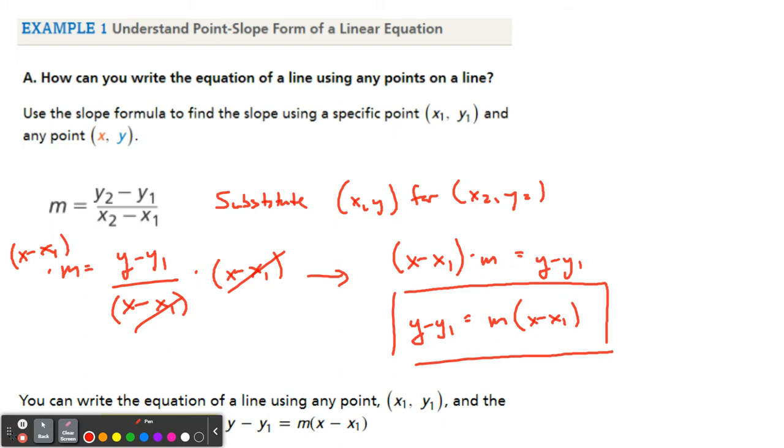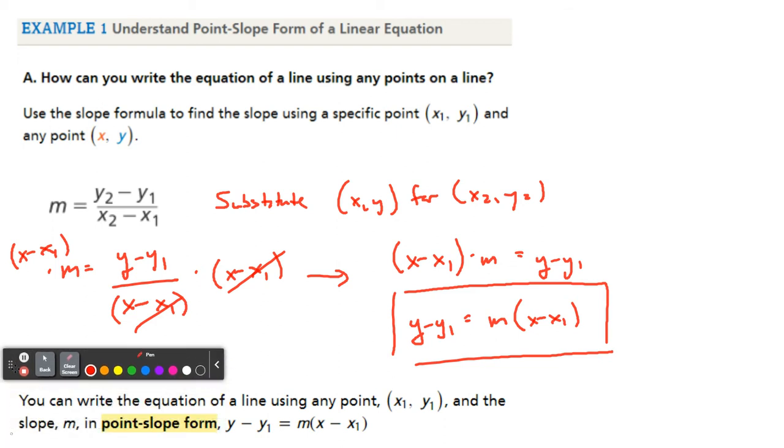Let me move this box out of the way so you can see what they say. You can write the equation of any line using any point, x1, y1, and the slope, m, in what is called point-slope form. And again, it's right here. Okay? So if you remember from last section, it was called slope-intercept form because you needed the y-intercept. That's a special point. Here, you don't need the y-intercept. You just need any point.